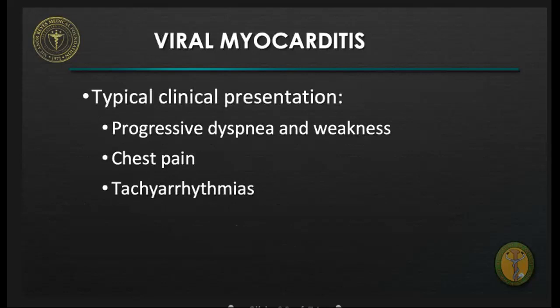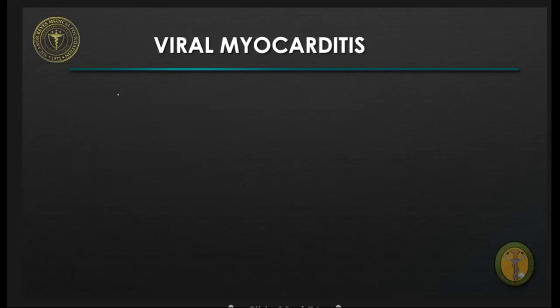It presents clinically in a young adult with progressive dyspnea and weakness over a few days to weeks after a recent viral infection. So these will also present as ventricular tachyarrhythmias, which may dominate the presentation in a patient with viral myocarditis. But this patient should also be evaluated for sarcoidosis or giant cell myocarditis. So it presents with progressive dyspnea and weakness, chest pain, and tachyarrhythmias after the viral prodrome.